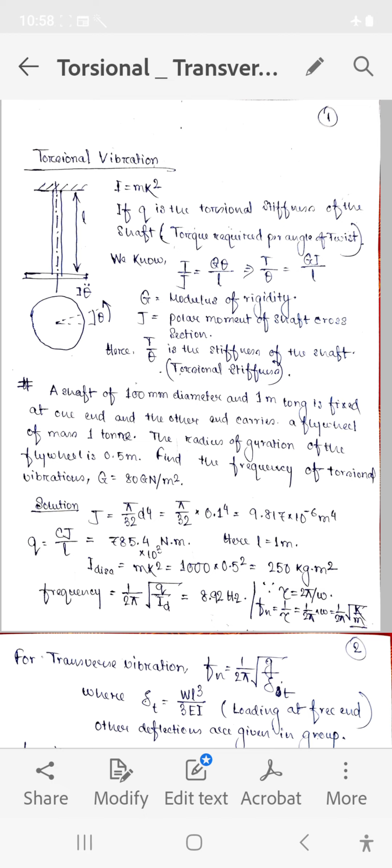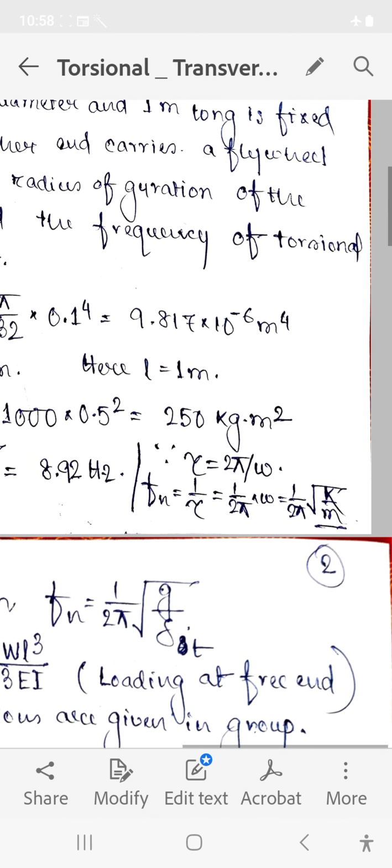Now before going to frequency, let us see the time period. If I know the torsional stiffness and the inertia, then I can find out the omega. From omega I can find out the tau equal to 2 pi by omega. So frequency equal to 1 by tau, which is 1 by 2 pi into omega.